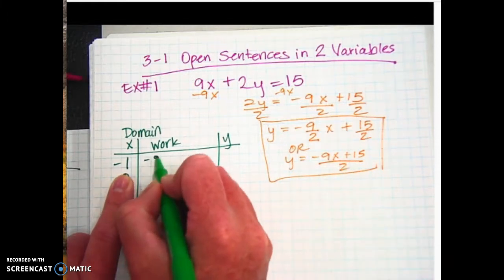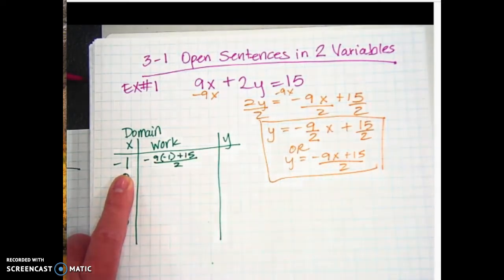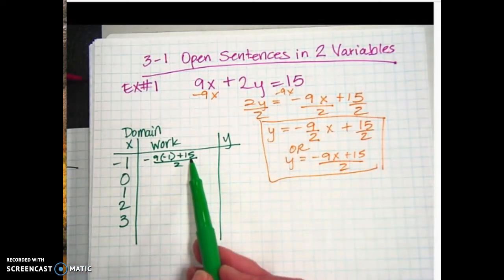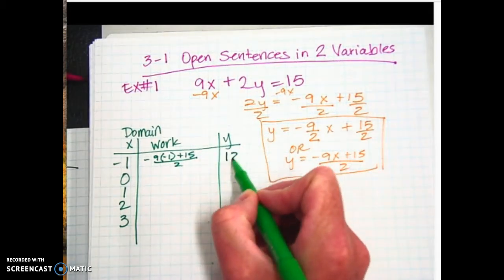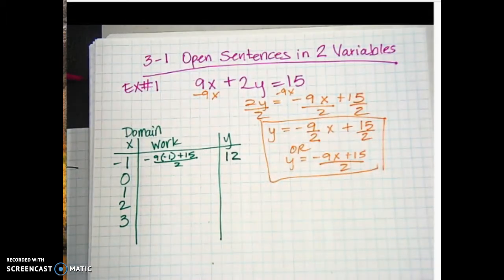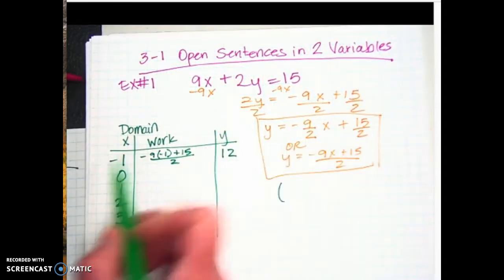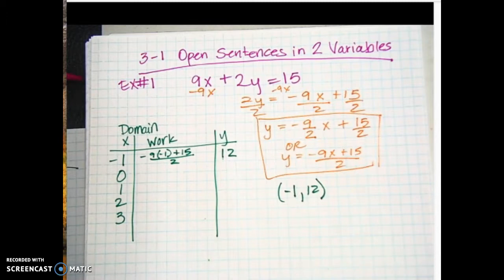So I'm going to say negative 9 times negative 1 plus 15 over 2. So negative 9 times negative 1 is positive 9. 9 plus 15 is 24. 24 divided by 2 is 12. So if you're asked to list your pairs, you're going to say negative 1, 12. That would be the first point, right?